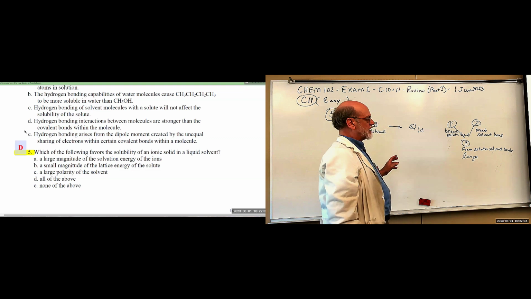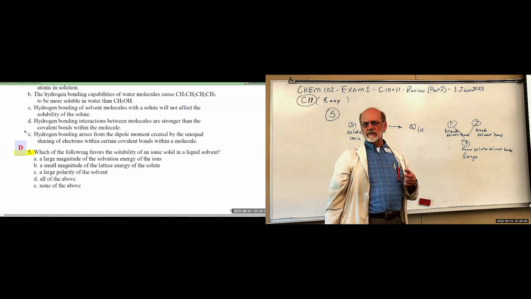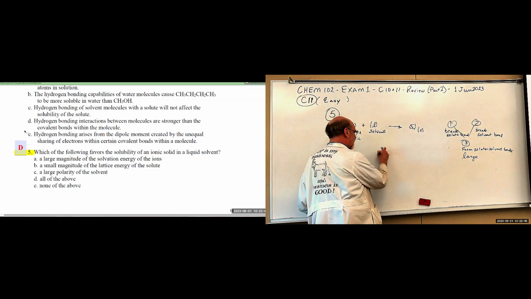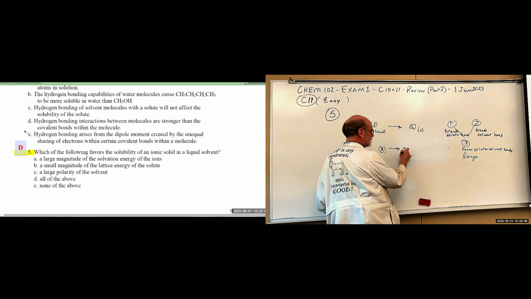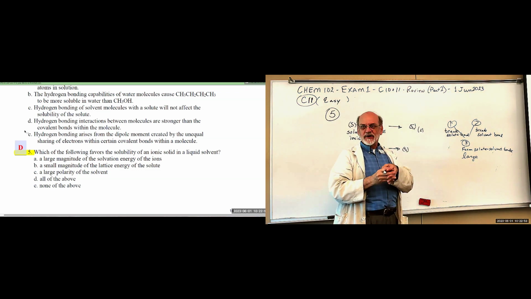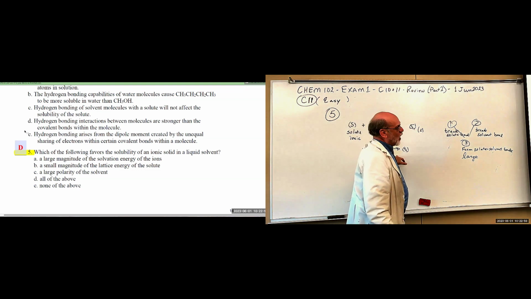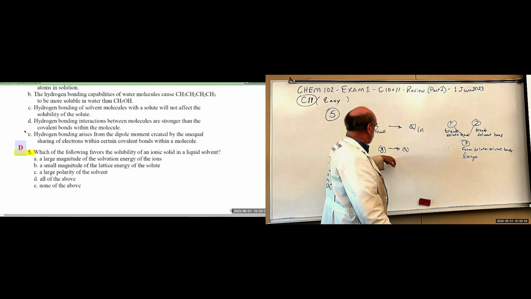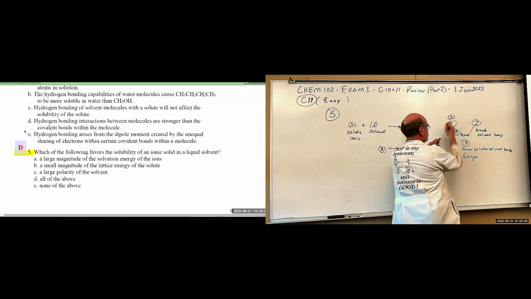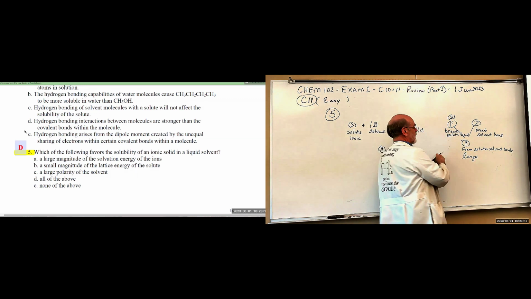A small magnitude of the lattice energy of the solute. So what's the lattice energy? Have we covered that? Yeah, I think we covered that. Lattice energy is going from a gas to the solid, right? The free ions in the gaseous state become a solid. If that's a small magnitude of the lattice energy of the solute, we want to go the other direction because this is now a solid. So we don't want to put a lot of energy into it to get them apart. So that would favor it.